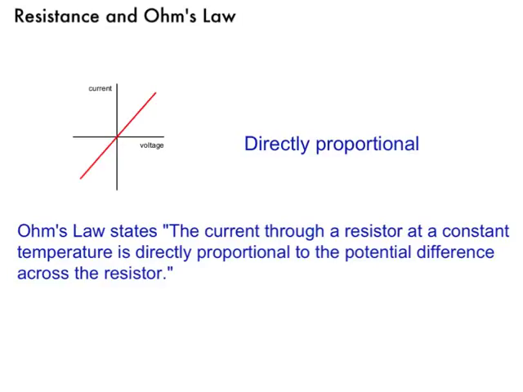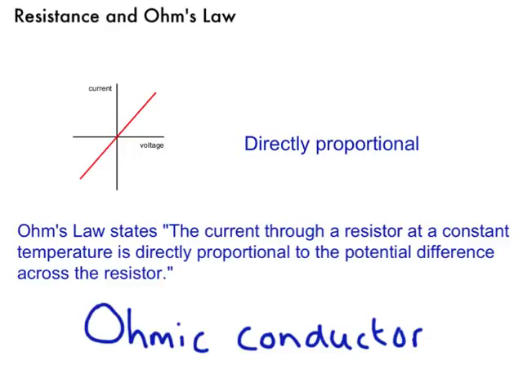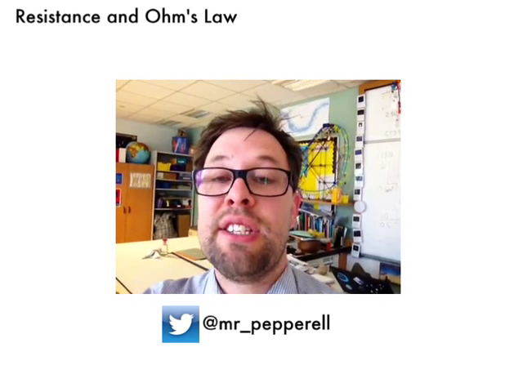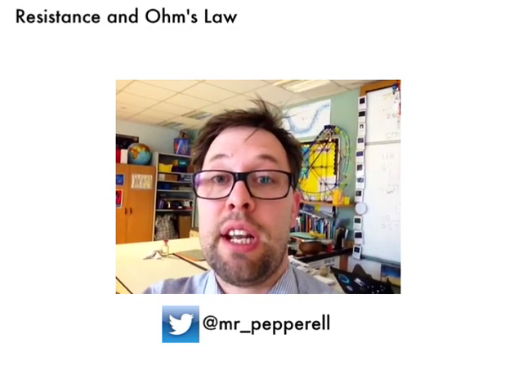Any component that actually obeys this law, where you see this graph being plotted if you measure the potential difference and the current, is what we call an ohmic conductor. So any component that obeys the law is called an ohmic conductor. However, not all components do obey it, and we'll look at those in a later video. So that is electrical resistance and Ohm's law.